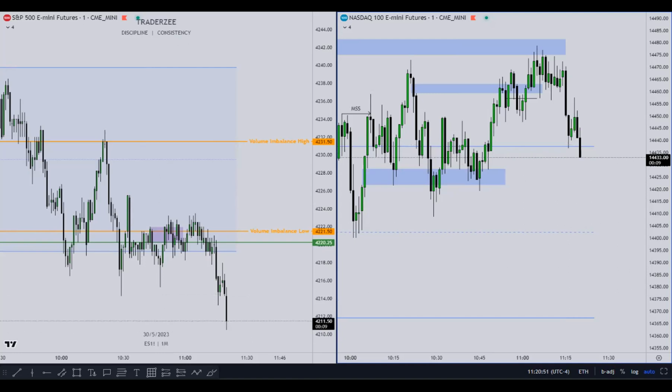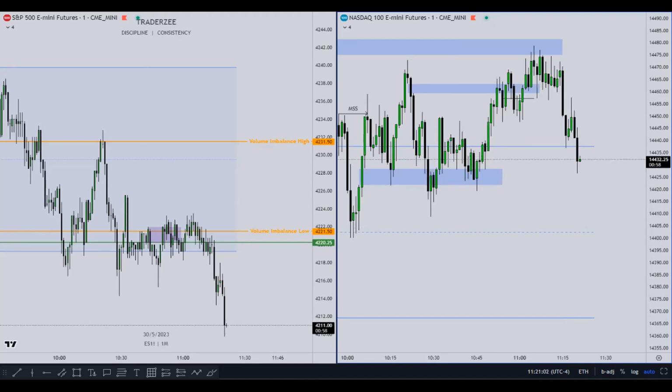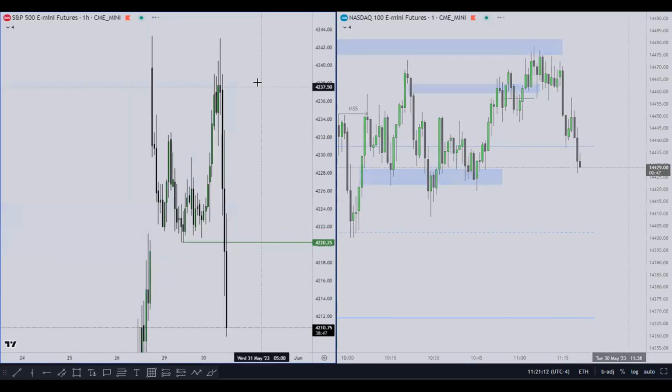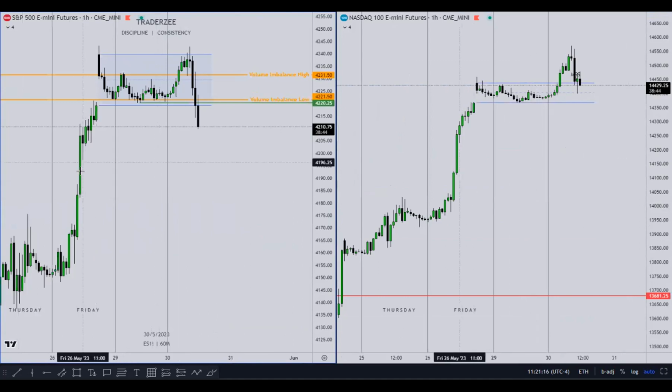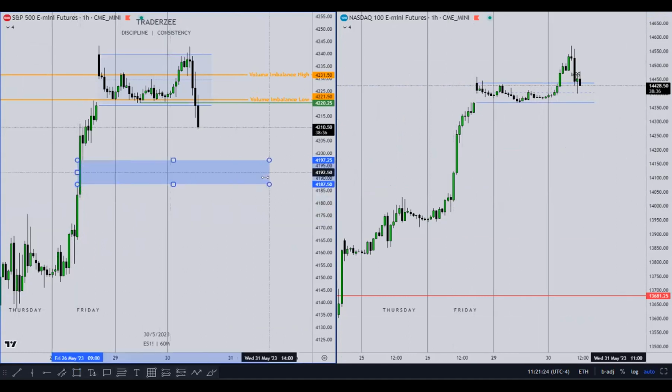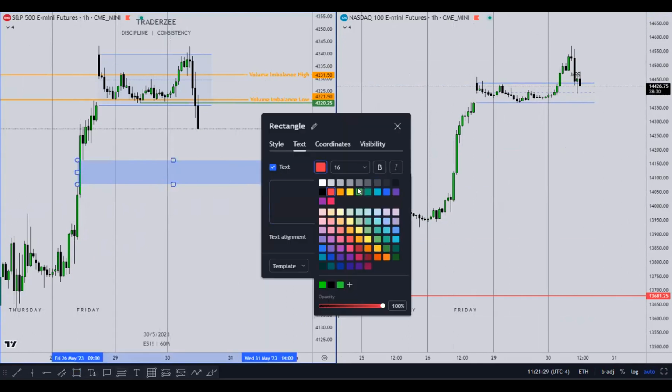Nasdaq finding some support with the new week opening gaps high, but I think ES is going to go lower to the 1 hour fair value gap. That's where ES is going to expand, in my opinion. If you go to the hourly chart, yeah, this is the discount fair value gap.